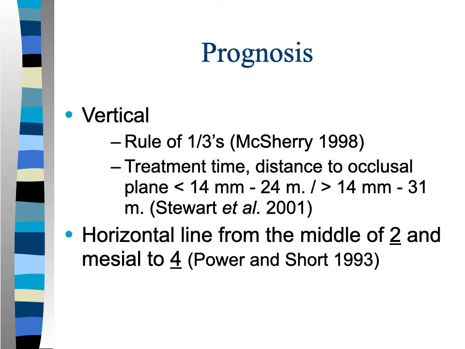Also, another indicator of prognosis is a study done by Power and Short. And what they did is they also looked at horizontal prognosis. They drew a line from the long axis of the lateral incisor to the mesial surface of the four. And they stipulated that if the canine was in between those two lines, so between the long axis of the lateral incisor and the mesial surface of the four, then the prognosis was good.